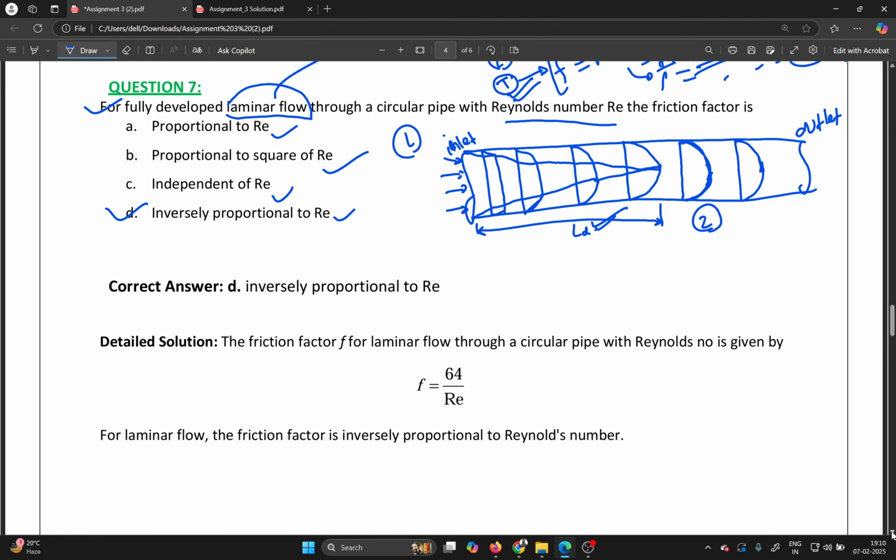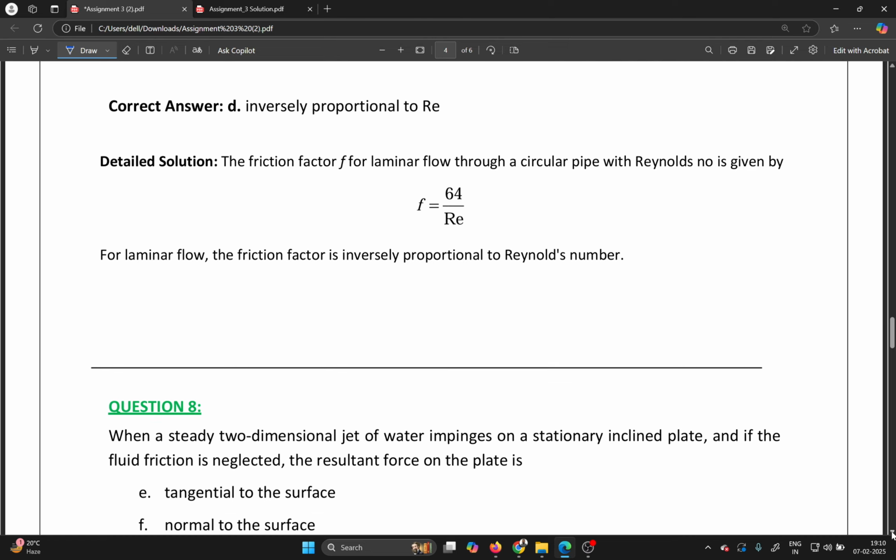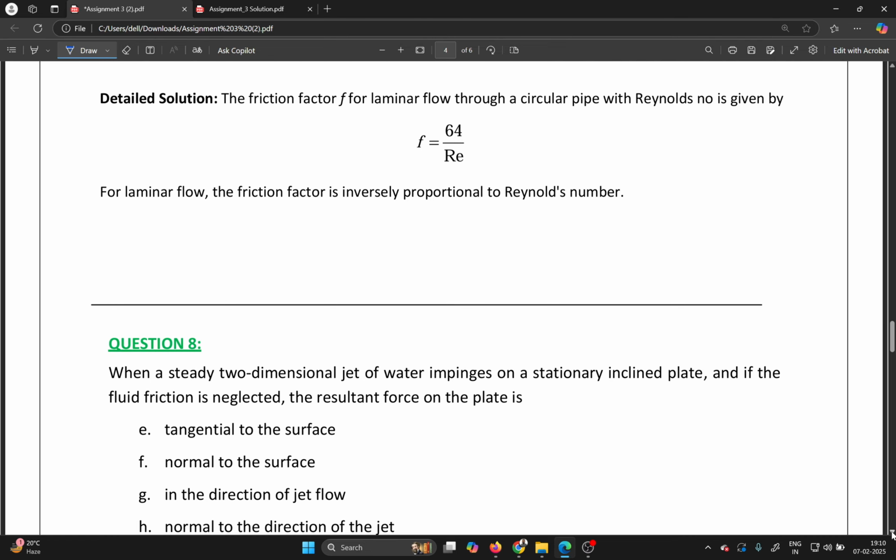Now we'll move on to the next question. Question number 8 is: when a steady two-dimensional jet of water impinges on a stationary inclined plate, and if the fluid friction is neglected, the resultant force on the plate is: A) tangential to the surface, B) normal to the surface, C) in the direction of jet flow, D) normal to the direction of the jet. Option D.